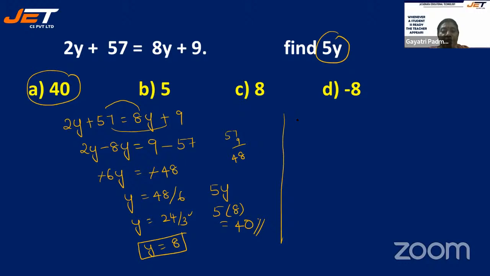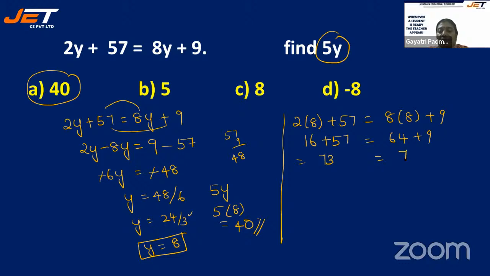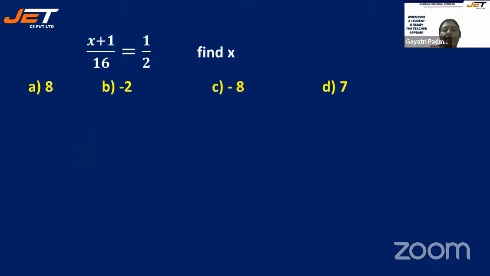Again, let us do the checking very quickly. 2 into y is 8 plus 57 is equal to 8 into 8 plus 9. So 8 2s are 16 plus 57, so it is 73. 8 8s are 64 plus 9, 73. So your left hand side is equal to your right hand side. Therefore, the value of 5y is 40. If you had opted for option A as 40, then your answer is perfect. All right, with this understanding, let's move on to the next sum.